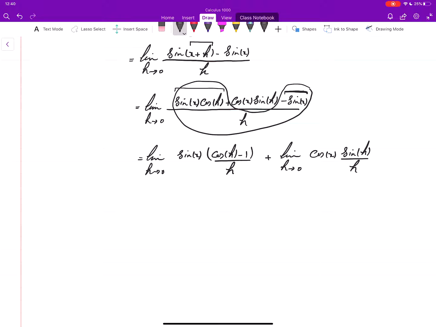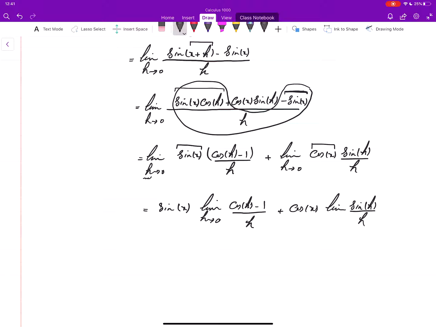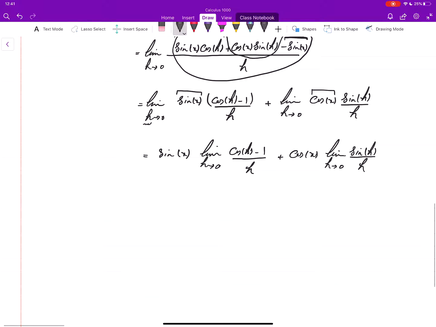Here what you have to notice is that the variable of the limit is h. This guy has no h. This guy has no h. So we can apply the constant multiple law, and you will see that this is sine x times the limit as h goes to 0 of cosine of h minus 1 over h, plus, and that comes out, cosine of x times the limit of sine h over h as h goes to 0. Well, this is the derivative of cosine at 0, and we learned that this is 0, so sine of x times 0, plus this limit is 1, so we have cosine of x times 1.